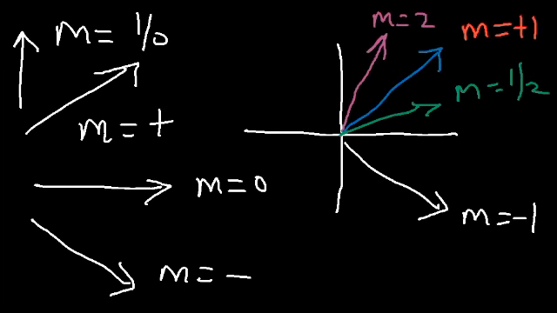So whenever a function is increasing, if it's going up as it goes to the right, the slope is positive. If it's going down as it goes to the right, the slope is negative. Those are some things to know. Consider these two equations.